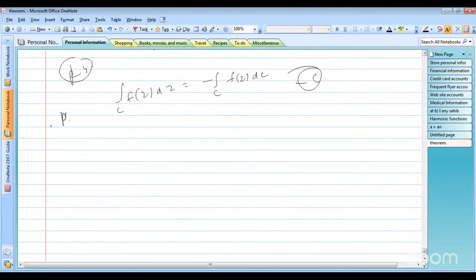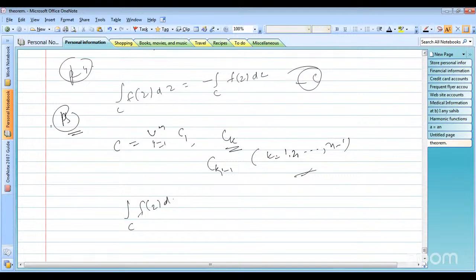Then property 5. Suppose C is the union of the curves Ci, i equal to 1 to n, and the final point of the curve Ck coincides with the initial point of the curve C k plus 1, for k equal to 1, 2, 3, and so on up to n minus 1. So C1, C2, C3 up to Ck are the curves we take here. Therefore, the integration over C of f of z dz is equal to the integration over C1 of f dz, plus the integration over C2 of f dz, and so on up to the integration over Cn of f dz. This is the fifth property.